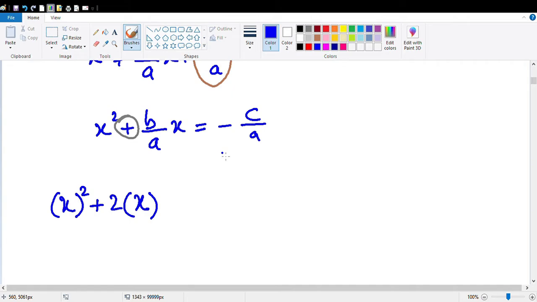What is b? How do we find b? We don't have b, that's why we need to find it, right? So how do we find it? Previously, I have mentioned b is equal to the coefficient of the variable divided by 2. What is the coefficient of the variable over here? It's b over a, is it not?